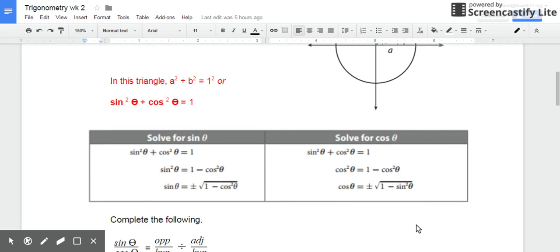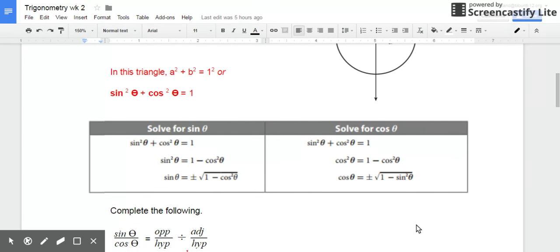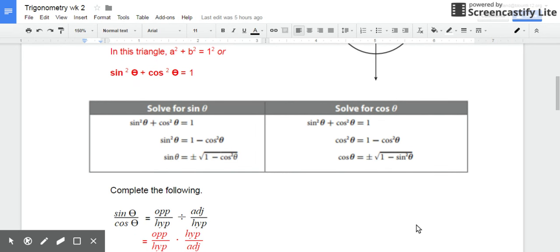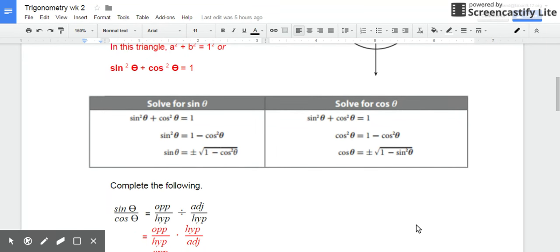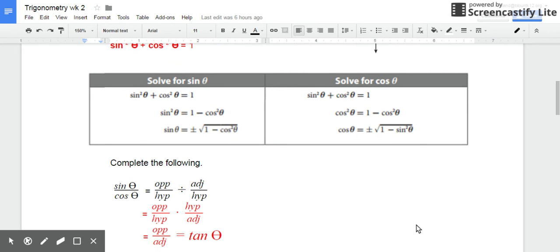And something for tangent, let's find out what happens if you divide sine theta by cosine theta, knowing your definitions: opposite over hypotenuse being sine theta, and dividing by adjacent over hypotenuse, which is your cosine theta. Knowing what you know about fractions, you do the reciprocal of cosine, so you have hypotenuse over adjacent, then your hypotenuses cancel out, and what you are left with is opposite over adjacent, and that is tangent. So tangent is sine theta over cosine theta.